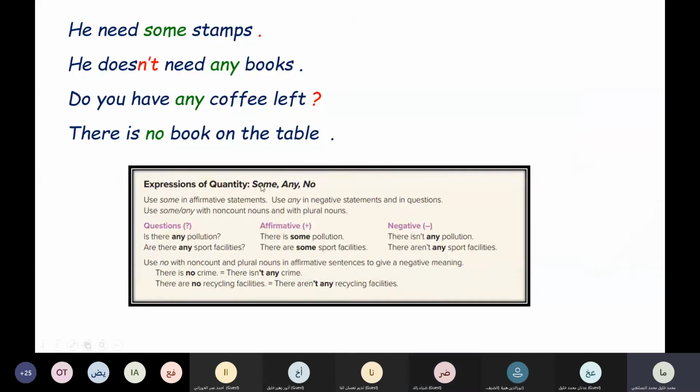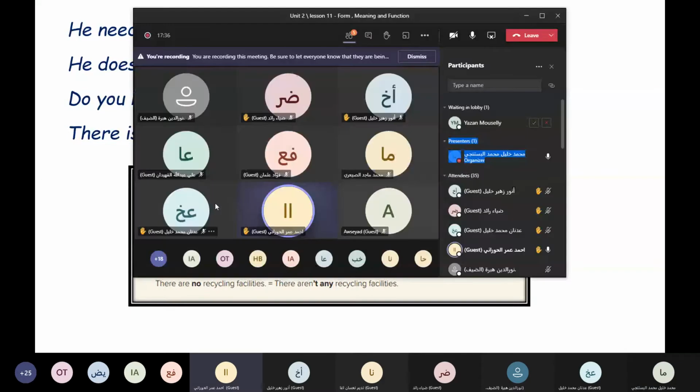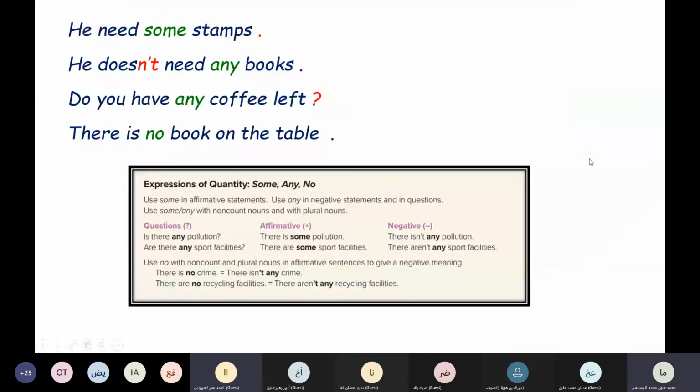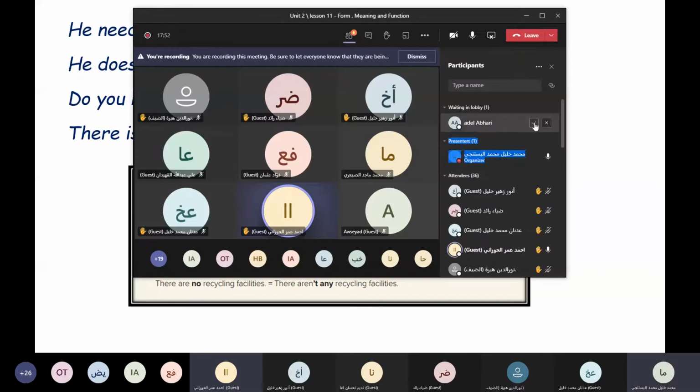Okay, who can read the explanation here? Ahmed Horani, read the explanation in the box here. Expressions of quantity. Some, any, no. Use some in affirmative statements. Use any in negative statements and in questions. Use some or any with non-count nouns and with plural nouns. Good, thank you very much.